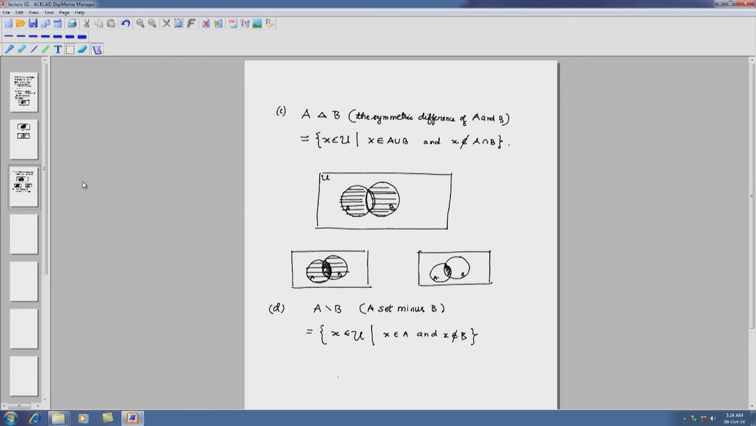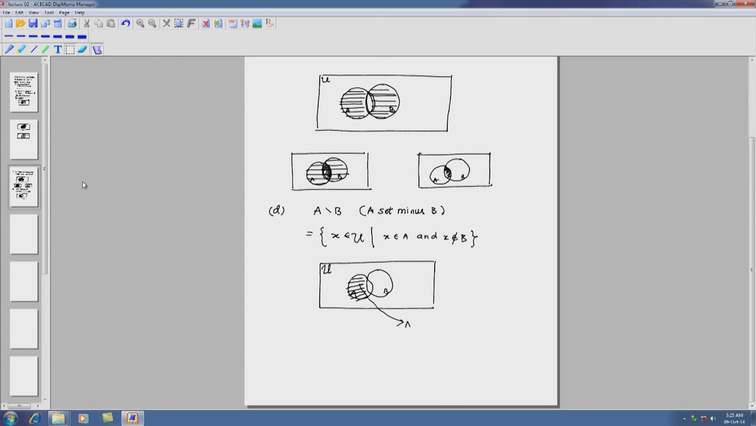If you look at the Venn diagram corresponding to this operation, then we see something like this. Again, we have the universal set and we are taking two sets A and B within that universal set, and I want the elements which are in A but not in B. Therefore, I shade the portion of A which is outside A intersection B. This shaded region corresponds to A set minus B, or simply A minus B.